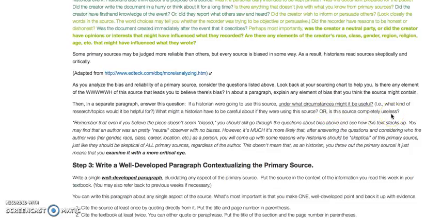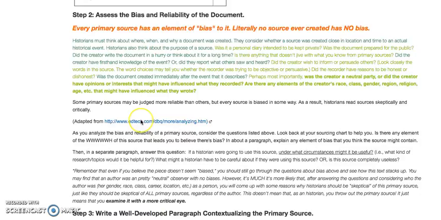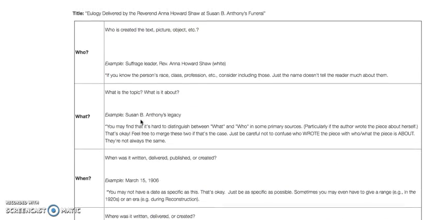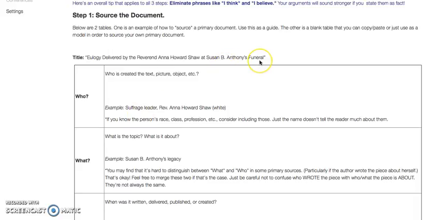I think that this is so rare that I really just put it in there to play devil's advocate, and you're going to want to answer why, even if it's very biased, the source can still be used in the circumstances that you describe here. So when you look at this part in particular, what kind of research topics would it be helpful for? Let's imagine that you did read that eulogy about Susan B. Anthony's funeral. That would be very useful in a research paper about her life or about the legacy of a famous suffragist.